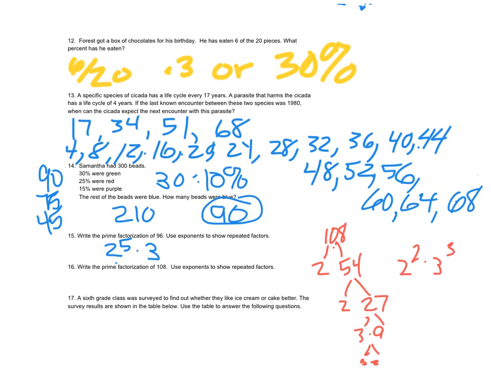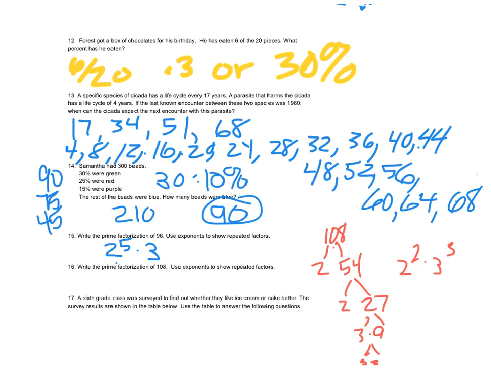Okay, so let's take a look at number 12. Forrest got a box of chocolates for his birthday. Some of you might get that joke. And he has eaten 6 out of 20 pieces. What percent has he eaten? So 6 out of 20 is just 6 divided by 20, so that's 0.3. And 0.3 we multiply by 100 to find the percentage, so that's 30%.